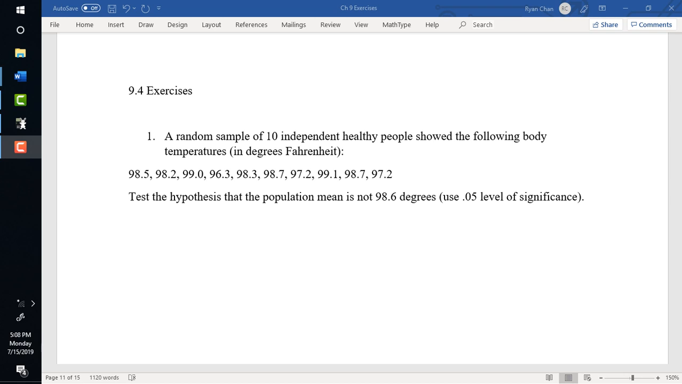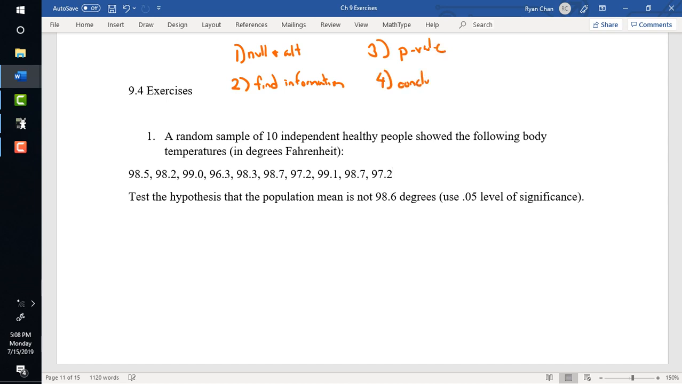Remember, there are 4 steps. You want to find your null and alternate, so you want to make your claims. The second step is you want to find your information. Then you're going to find your p-value. And then after that, you're going to make a conclusion.